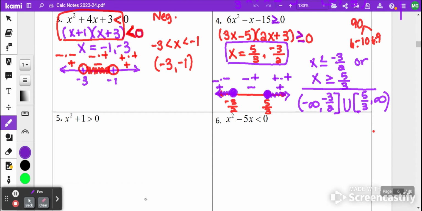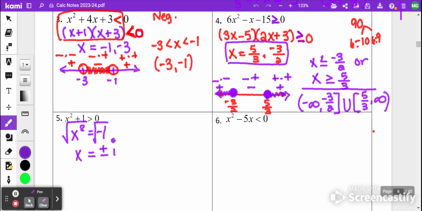Okay, next one. We're going to solve this. We can't factor. It's not the difference of squares. It's the sum. So we will move that 1 over. We'll have x squared equals negative 1. And of course, when we take the square root of a negative, we get positive or negative 1i.